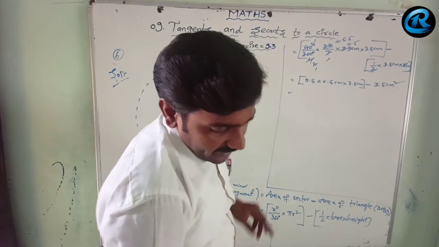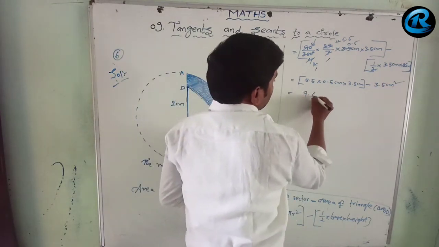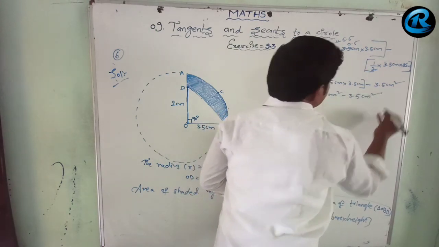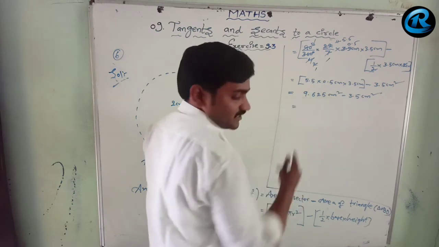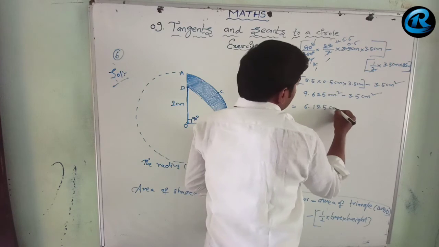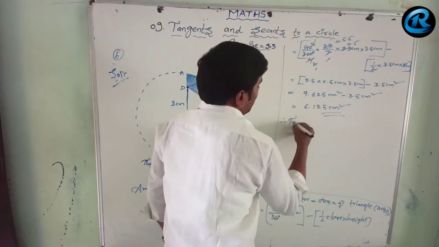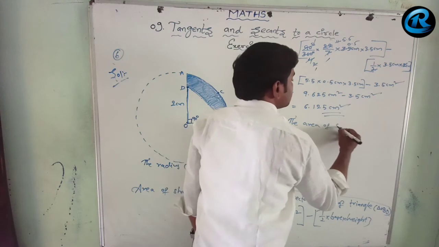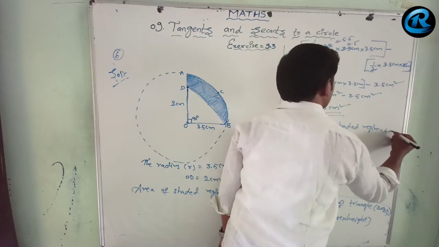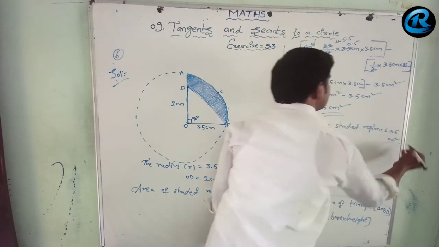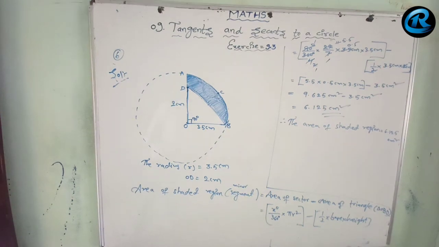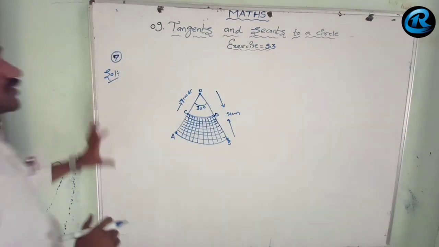When you multiply this all, you will get 9.625 centimeter square minus 3.5 centimeter square. Find out the difference between this, that is 6.125 centimeter square. And this is the area of shaded region. The area of shaded region is 6.125 centimeters square. The small simplifications are there that you need to do, children. Now we go for the 7th question solution.